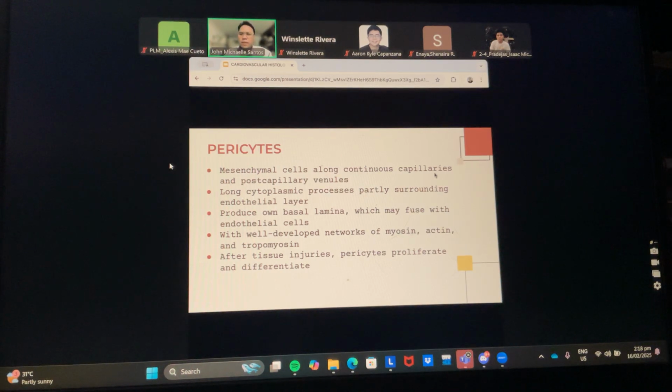So ano naman yung mga pericytes? Your pericytes naman, they are mesenchymal cells along continuous capillaries.